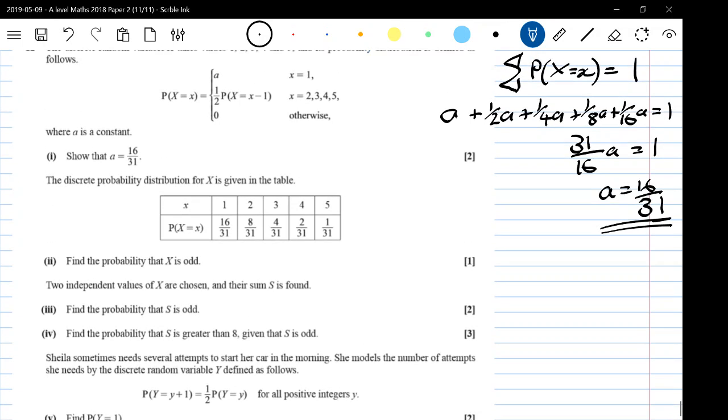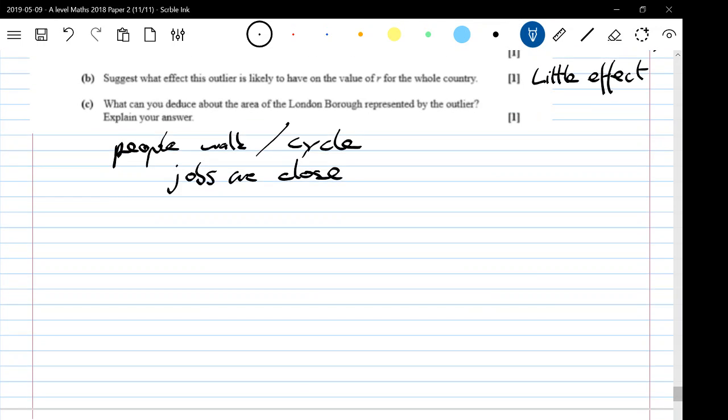We're then told the discrete probability distribution for x is given in this table. And so there we've got all the probabilities. Find the probability that x is odd. Okay, well, x being odd, that is what? 1, 3, so that's 4 31ths, and 5, 1 31th.